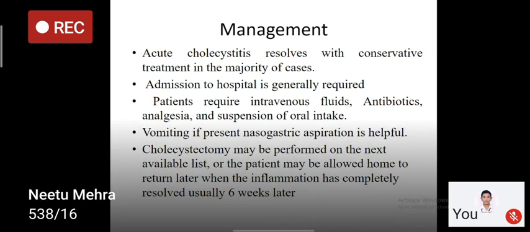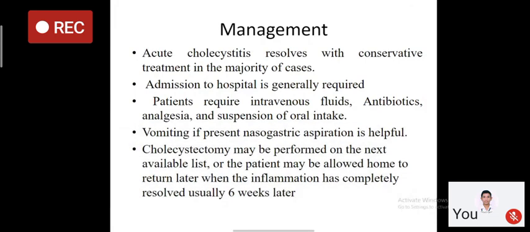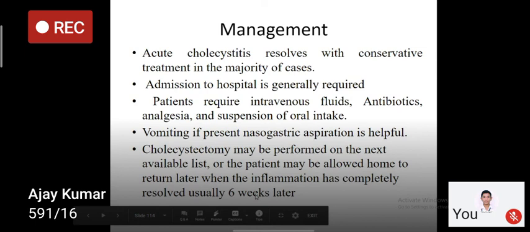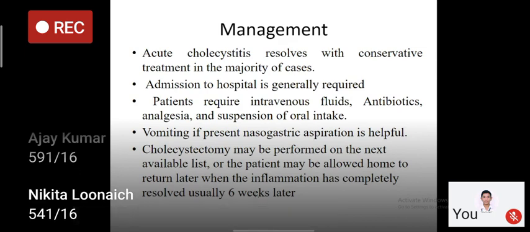So what is the management of acute cholecystitis? It can be immediate cholecystectomy within 72 hours, or you can manage the patient conservatively during this episode, and you can do interval cholecystectomy after 6 weeks, right? So this is the management of acute cholecystitis.